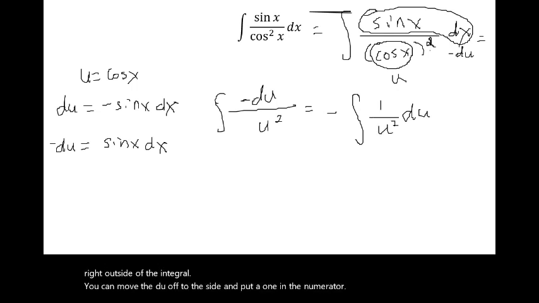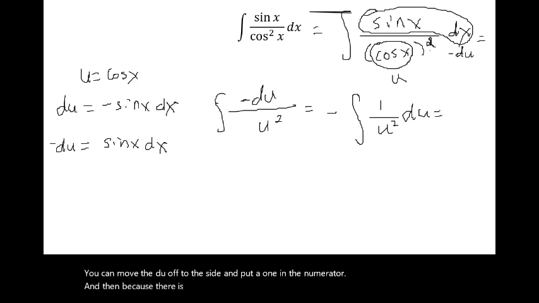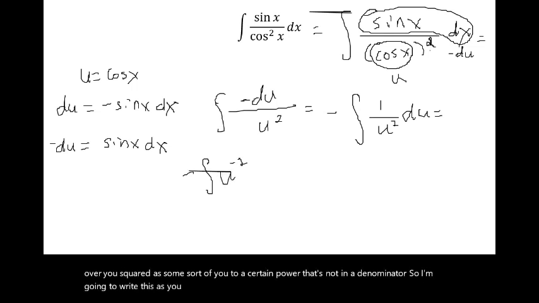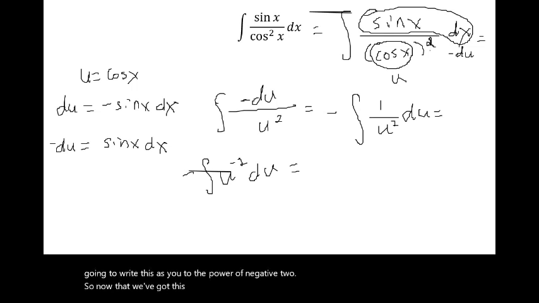And then, because there is no quotient rule for integrals, you really do need to rewrite this 1 over u squared as some sort of u to a certain power that's not in a denominator. So I'm going to write this as u to the power of -2. Now that we've got this written in a form we can work with, let's integrate.